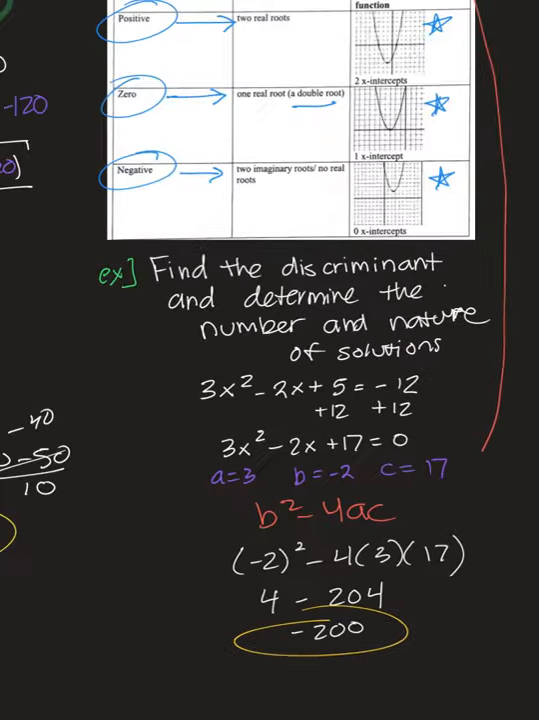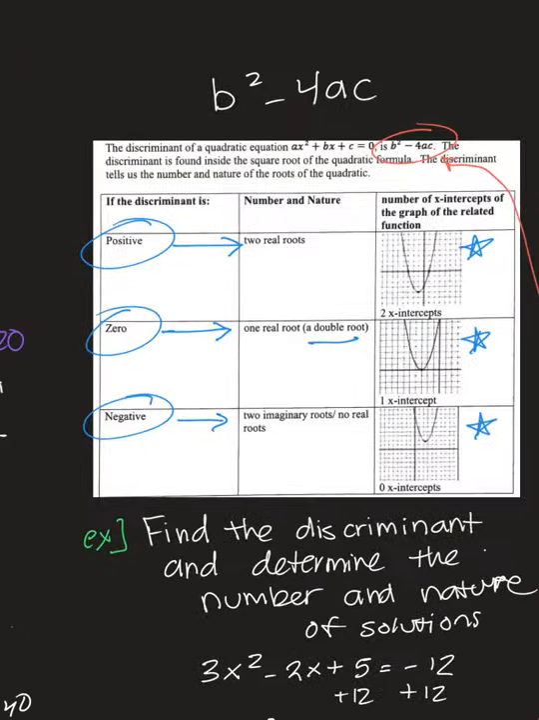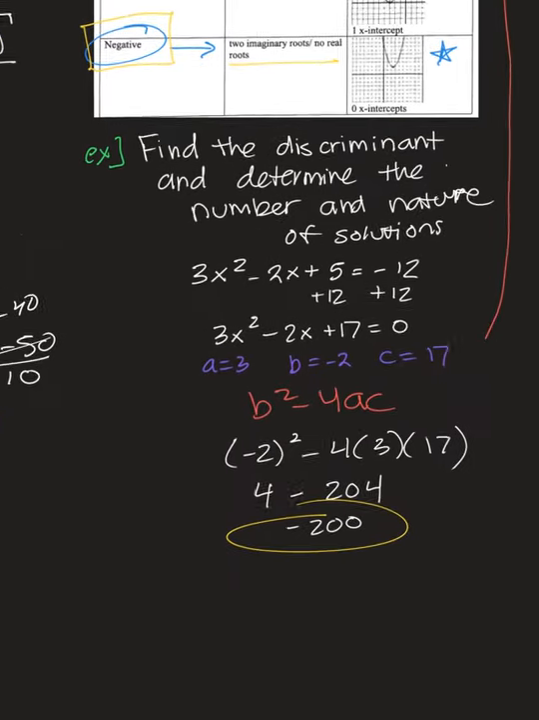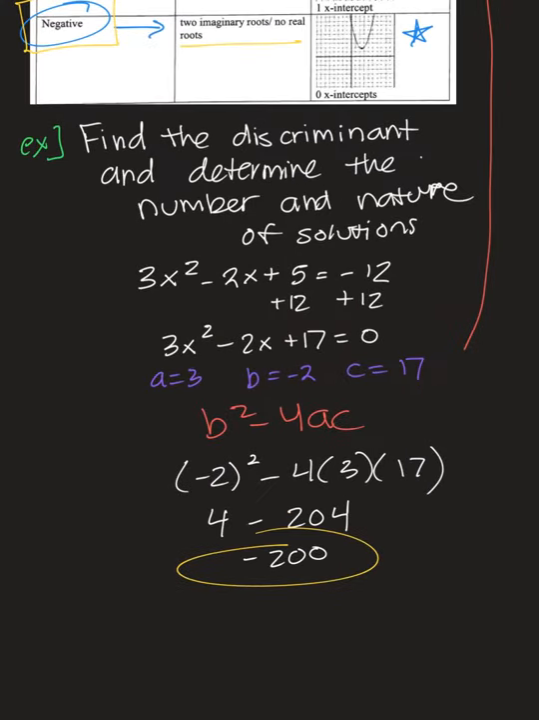So looking back up at that chart above, when we have a negative number, that means we have 2 imaginary roots, and that also means there's no real roots. So we can write out 2 imaginary roots. So that just means that we have a negative number in the square root, and we can't take the square root of a negative number. So that's why we say they're imaginary.